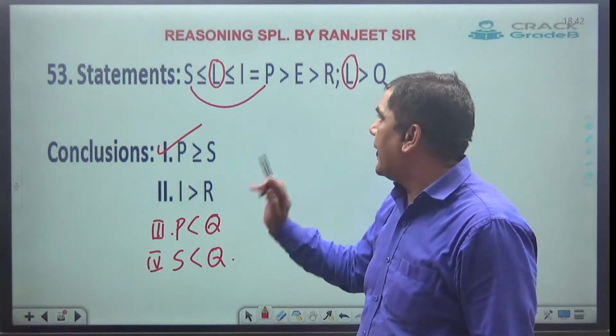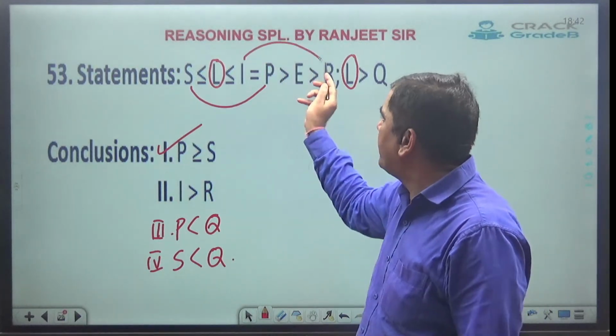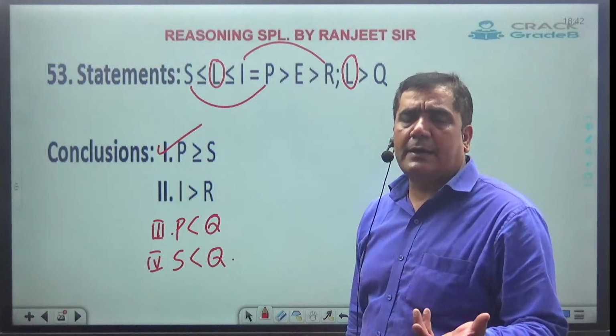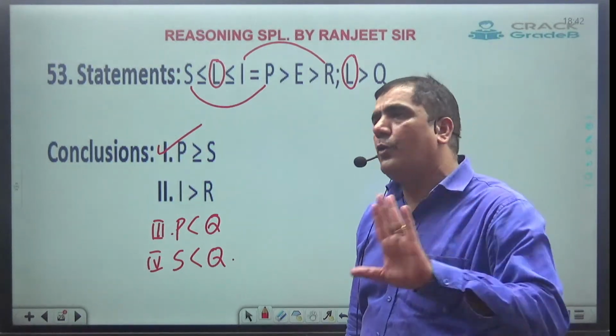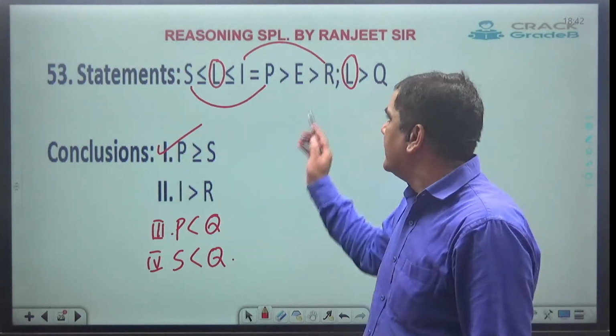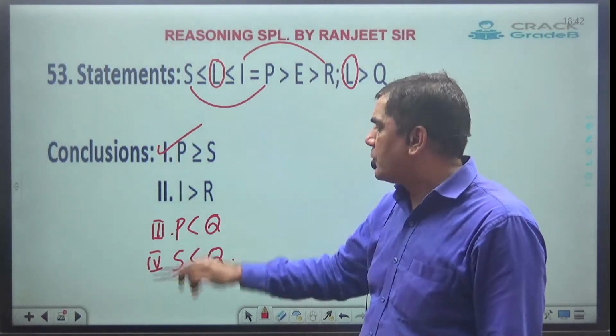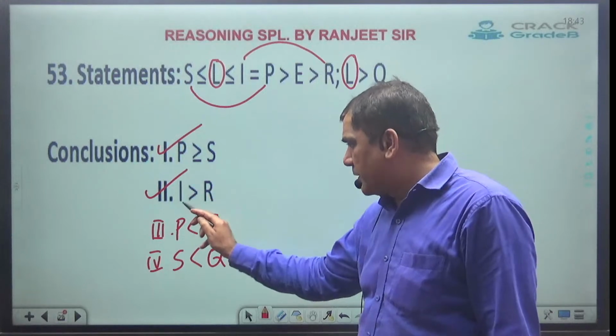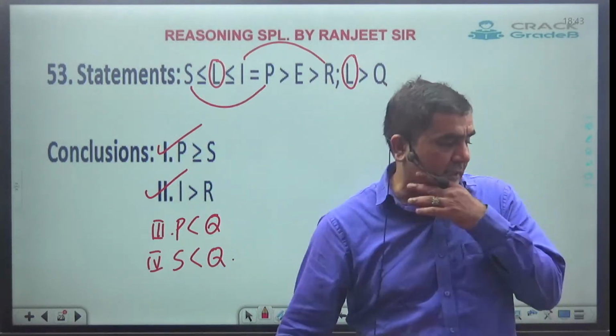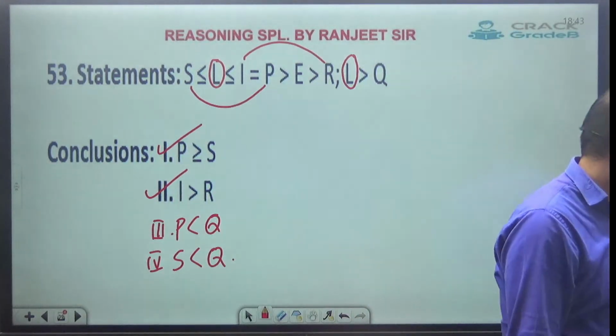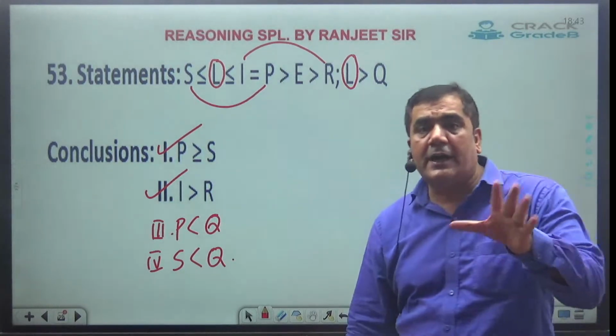Second one, I and R. Again, I and R come in the first statement only, so no need to combine. Let's get the answer. Face is towards I, and equal to is not there, so equal to should not be there. Second is correct. Clear? Now let's see the third one.